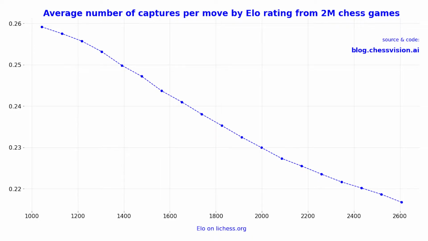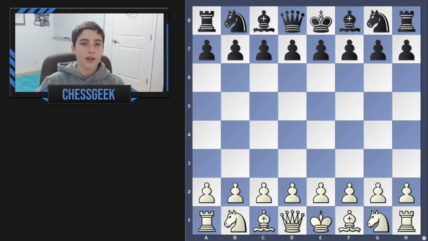So players who are 1,000 ELO rating on leadchess.org end up having around a 0.26 captures per move, whereas players that are 2,600, so grandmaster type of players, or at least very high rated players, end up having less than a 0.22 captures per move. This massive difference is cool for a number of reasons.